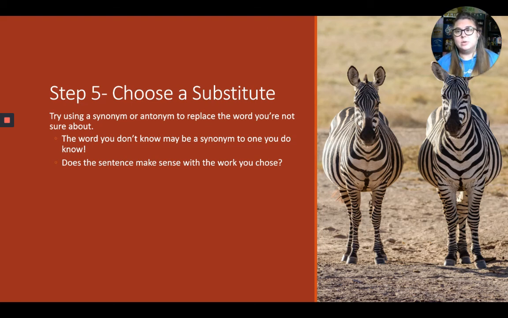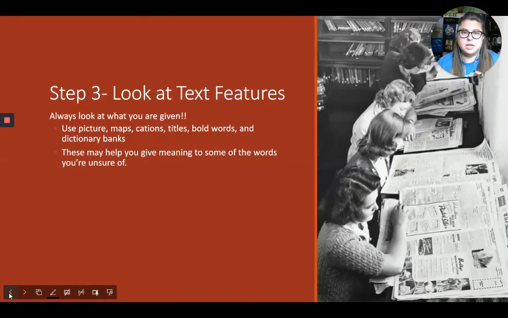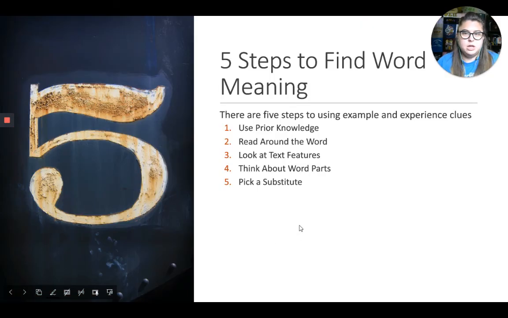That's what we do when we are choosing a substitute. We are removing our unknown word and putting in a word that we do know to see if we have understanding for that sentence. So what you're using is a synonym or antonym to replace the word that you're not sure about. The word that you don't know might be a synonym to a word that you do know. So when you replace that word, we want to say, does this make sense? Does the sentence still sound good? So we've got our 5 steps for figuring out what words mean. And I'm going to go back to that slide really quickly so that we can end on that note. Our 5 steps for word meaning.